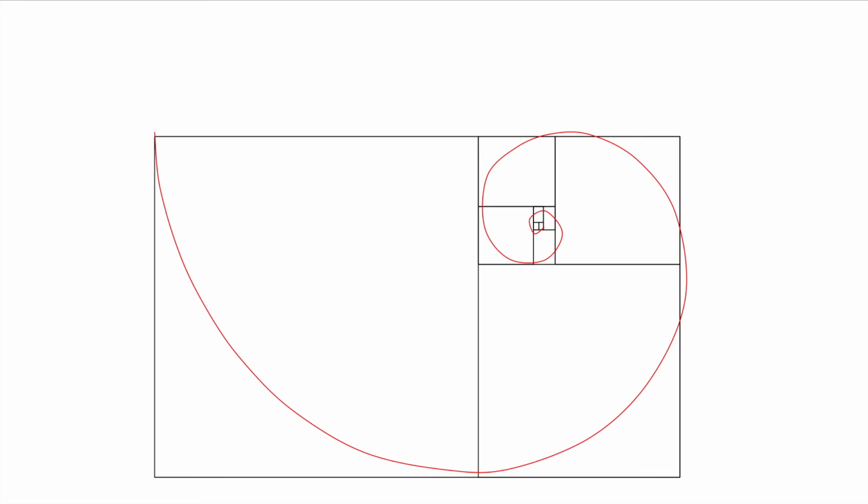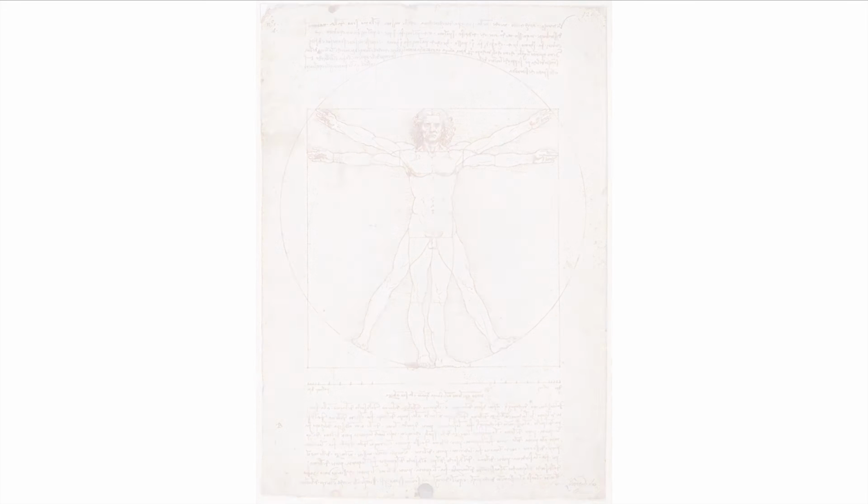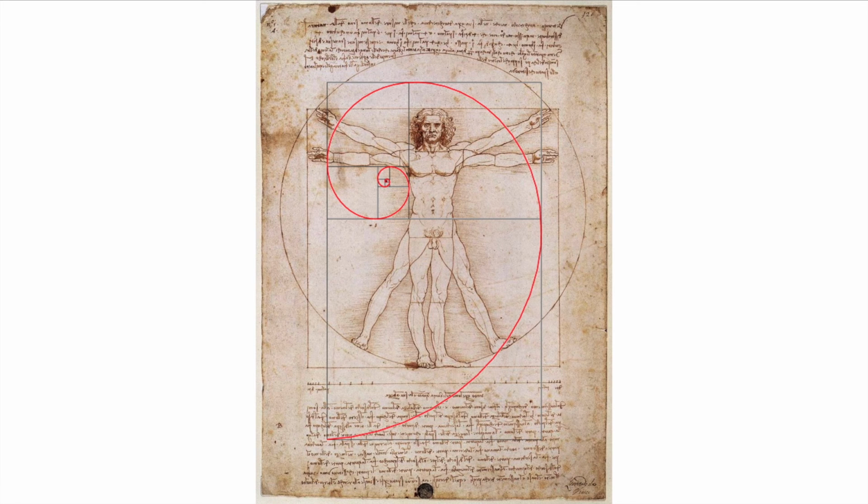Now, remember how I said scholars use this to determine if an artwork fits the ratio? Here's how you do it. They would take an artwork, such as the Vitruvian Man by Da Vinci, and simply lay the graph over it. As you can see, the proportions of this figure actually line up with some of the ratio's squares, and even the spiral, especially at that area where the left arms connect to the torso.